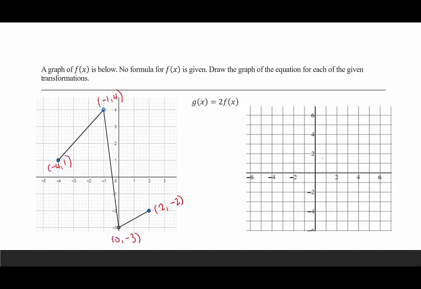We have g of x equals 2 times f of x. This indicates to me that we're going to have a vertical stretch, so this graph is going to look stretched out compared to our graph of f. Since the 2 is being multiplied to the function, that's affecting the y coordinates again. All the y coordinates are going to get doubled, or multiplied by 2. So -4, 1 is going to map to -4, 2. -4, 2 is up here.